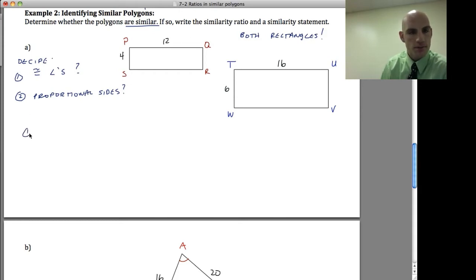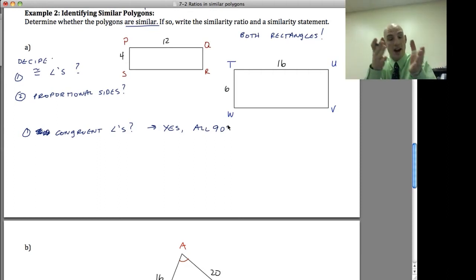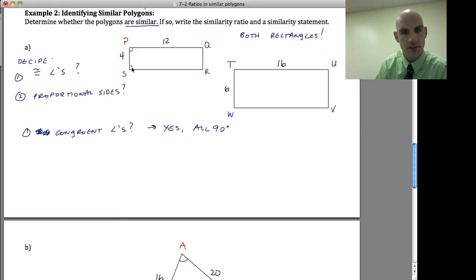And so, number one, we're asking, are there congruent angles? Well, the answer would have to be yes. They're all 90 degrees because the definition of a rectangle is a right angle. So all the angles are right angles. And so we have this here. So all of the angles are right angles, so that means they all must be congruent. Not only are they congruent to every other one, but corresponding angles have to be congruent.